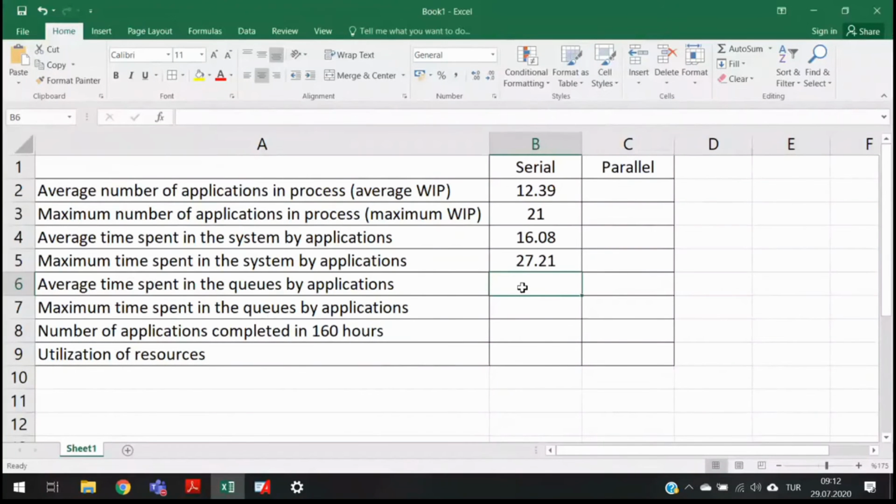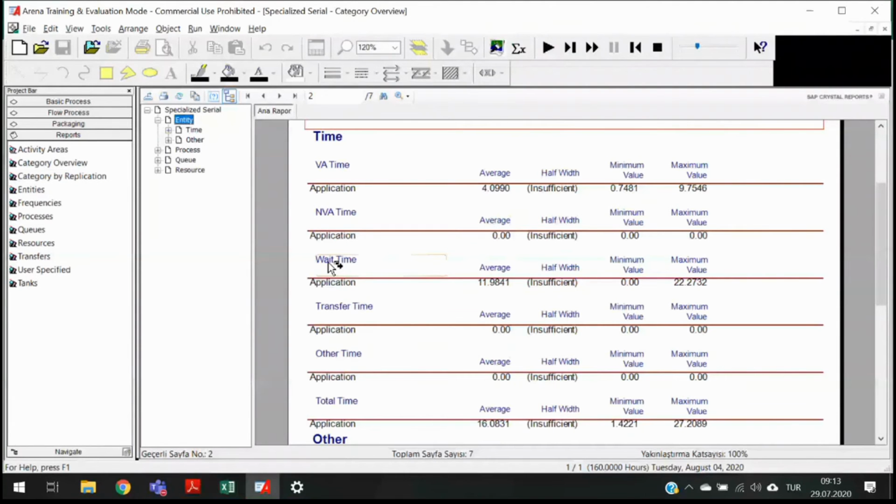Average time spent in the queues by application. The next performance metric that we are going to check is the average time spent in the queues by application. So we need to check here the waiting time. The waiting time here is the average time spent in the queue, okay? So you see it is approximately 4 hours on average, 4 hours smaller than the total time spent. 4 hours average, of course, not exactly, because the service times are random as well.